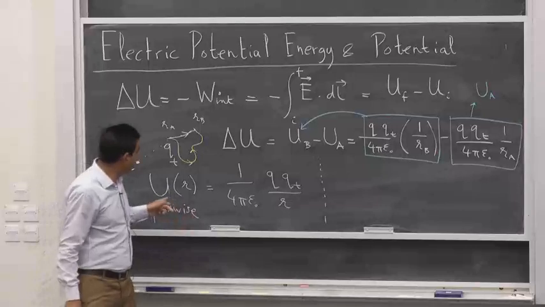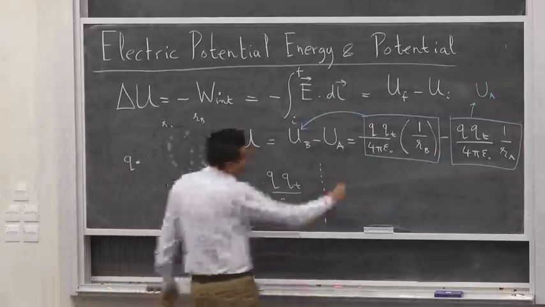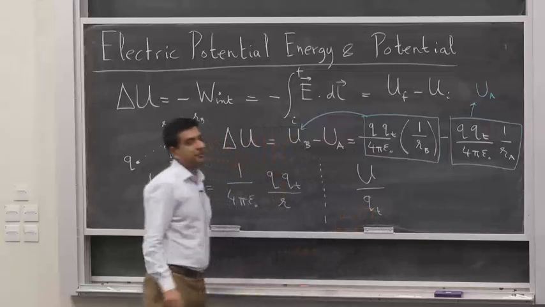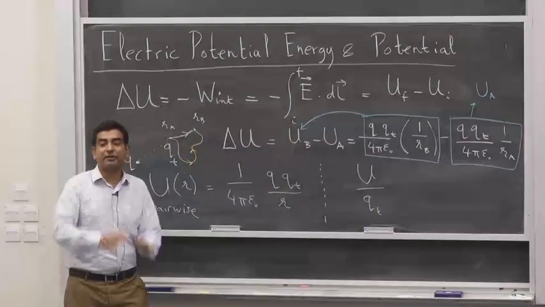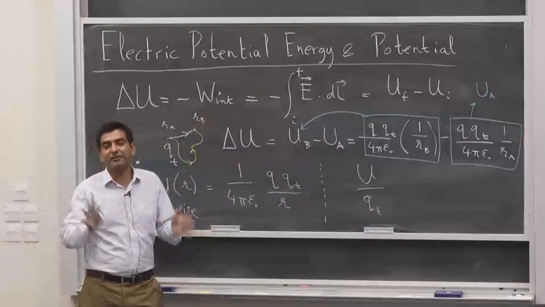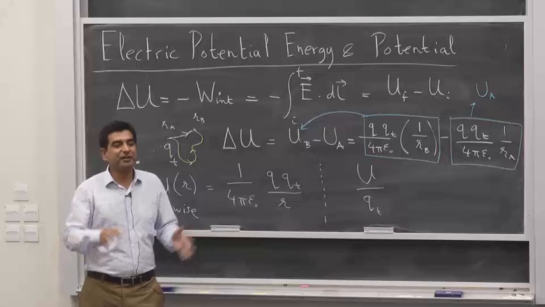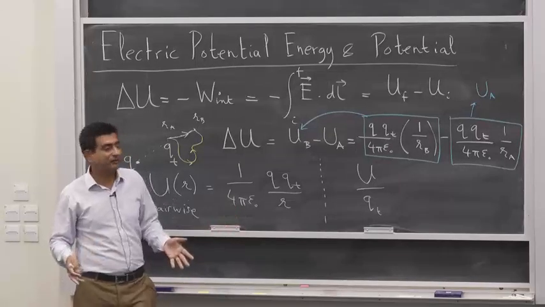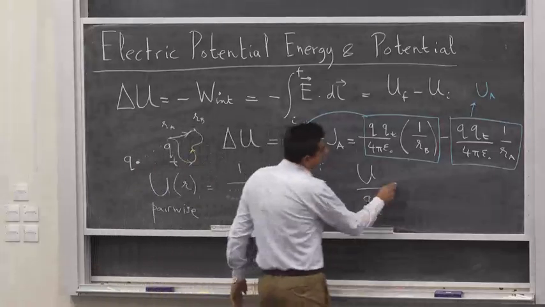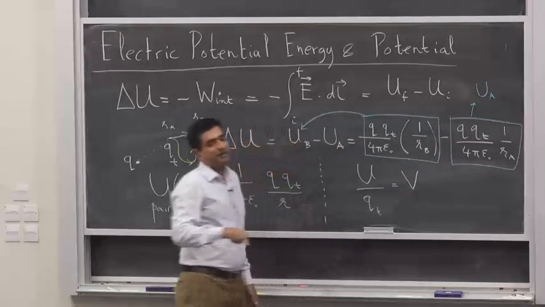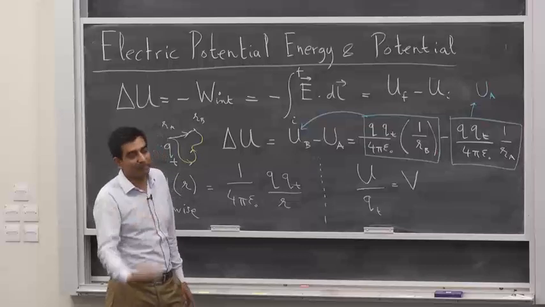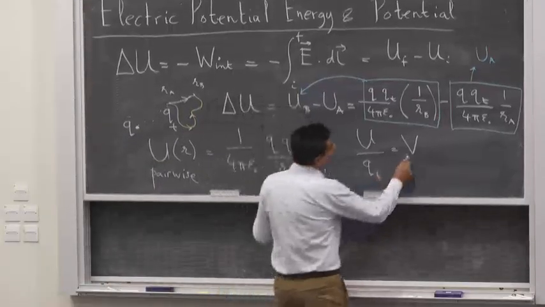Likewise, if you divide this U by Qt, you get a description of a field. You get a field description that is independent of the test charge. You can put any test charge you like inside the field. So now this description is independent of the test charge. It's denoted by V. I will denote it by V. Different authors will denote it differently. I will denote it by V, and it's called the electric potential.